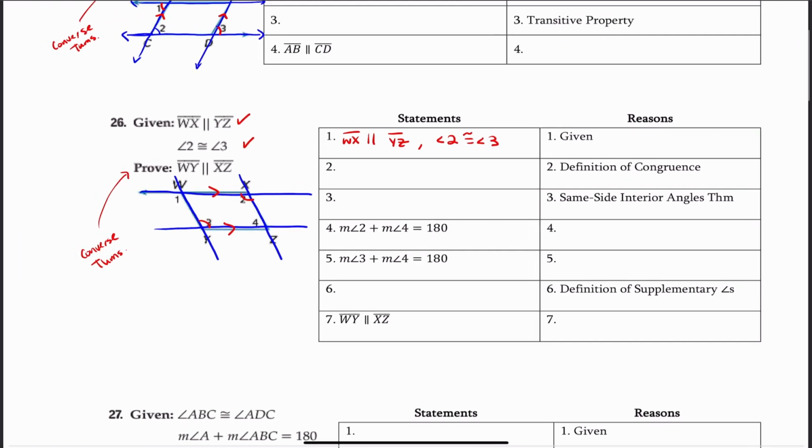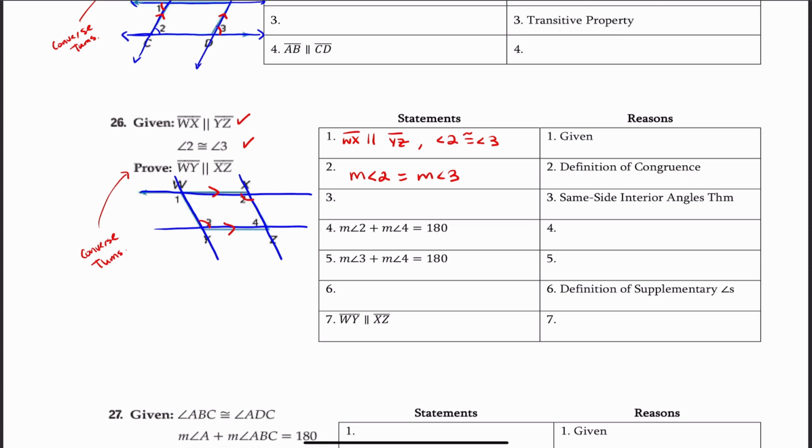Then over here it says definition of congruence. So this is currently in the language of geometry. So now I'm going to write that in the language of algebra. So I write measure angle 2 is equal to measure angle 3. And again, that's because of definition of congruence.